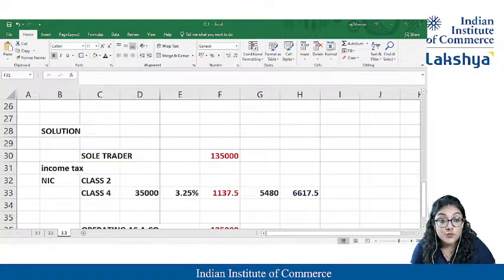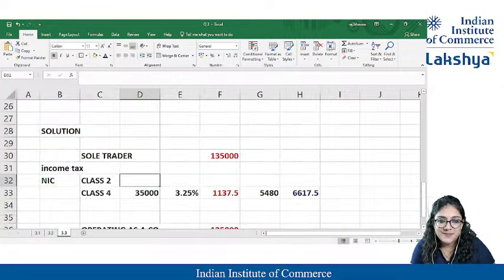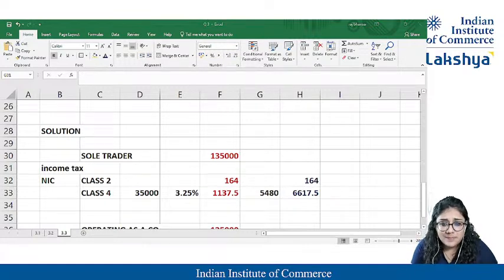Will my income tax change? Obviously, ma'am, it should change. Will my NIC 2 change? Ma'am, nothing changes for that. So there is going to be no change. It will be as it is, 164. Okay. Will there be any change? No, so it will be 164 as it is. No worries.